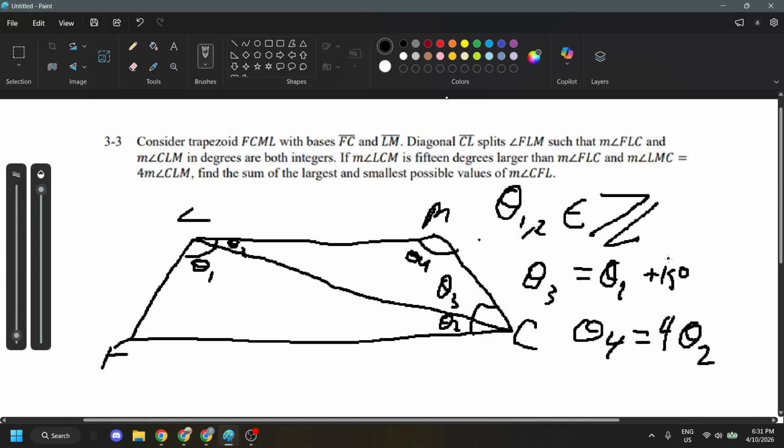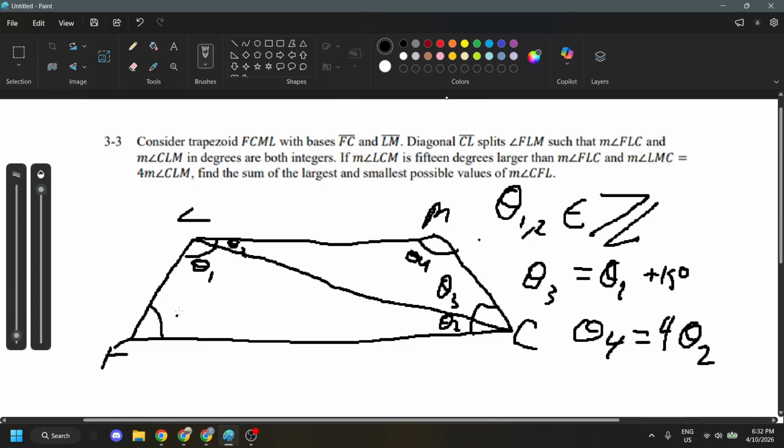I have some concerns that it's not going to be a normal trapezoid, it's going to be like a weird isosceles trapezoid. I think a trapezoid is just a quadrilateral with two parallel sides. So it could really be anything. Like, I don't think this angle has to equal this angle. I think. Okay, so we need to find the largest and smallest possible angles, the measure of CFL.